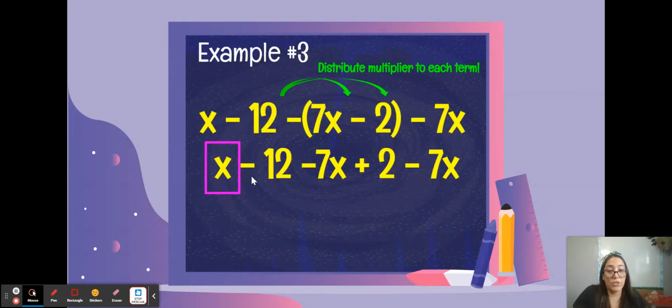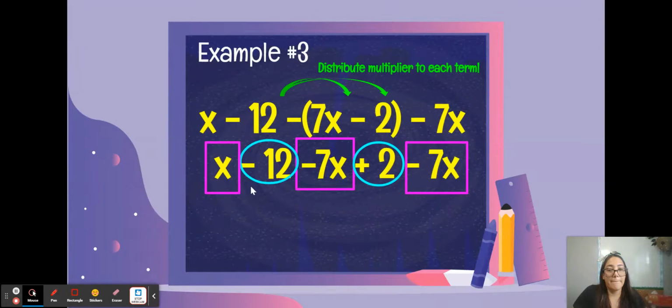Acknowledge your like terms. Bring them together. So I have 1x minus 7x minus another 7x, -12 and 2. Bring it together for a total of -13x and -10.